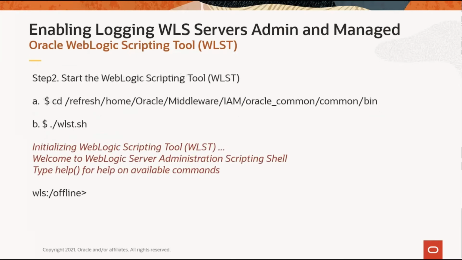Step 2. Change to the directory shown on the screen, then execute the WLST script. You will see a message like what is shown on this slide. Initializing WebLogic scripting tool, welcome to the WebLogic server administration and shell script, type help for an available command, and then it brings you to the WLS offline prompt.